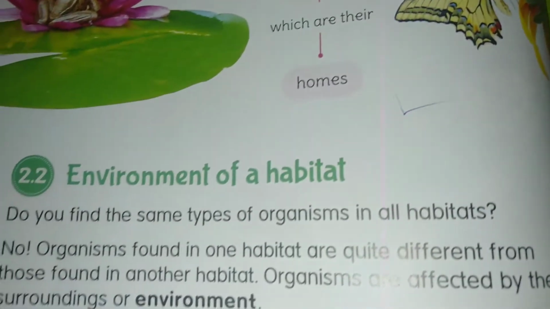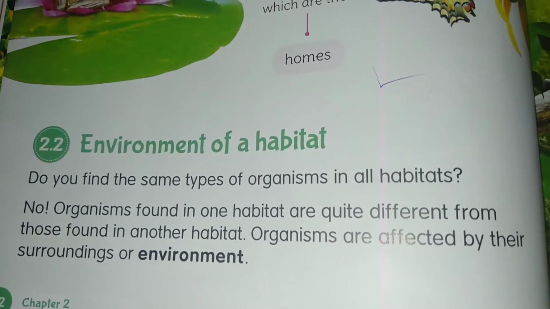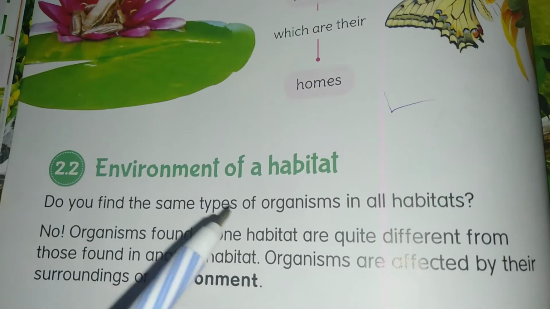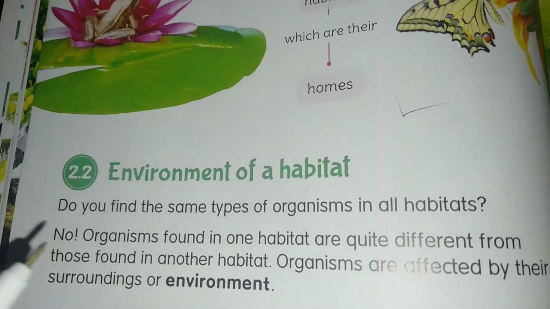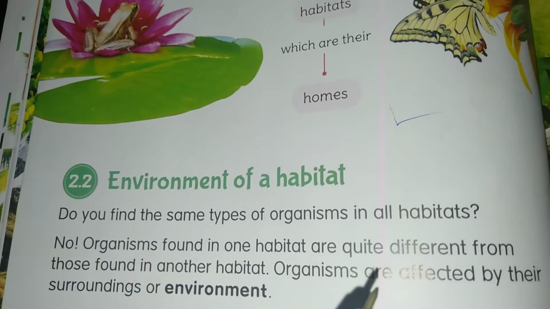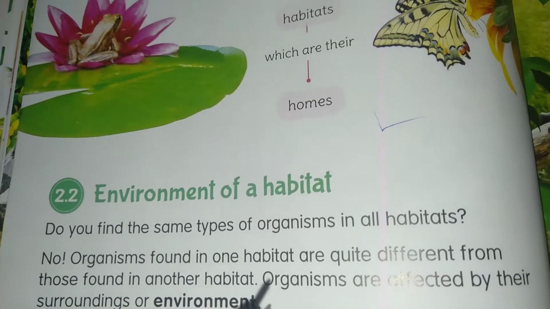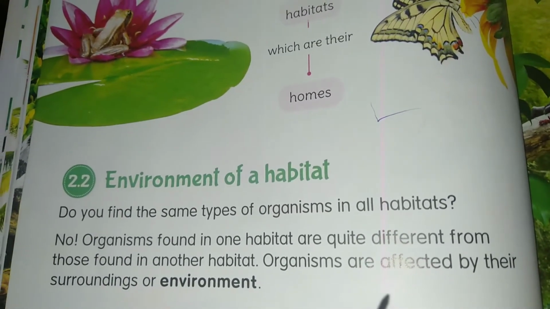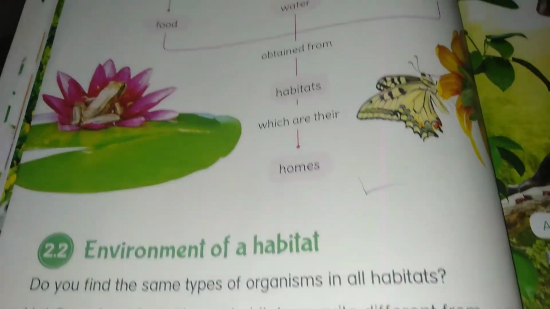Now we will see here the environments and habitats. Do you find the same types of organisms in all habitats? No, organisms found in one habitat are quite different from those found in another habitat. Organisms are affected by their surroundings or environment.